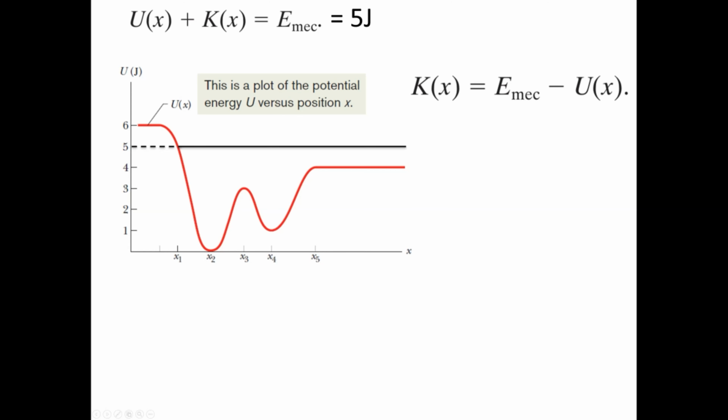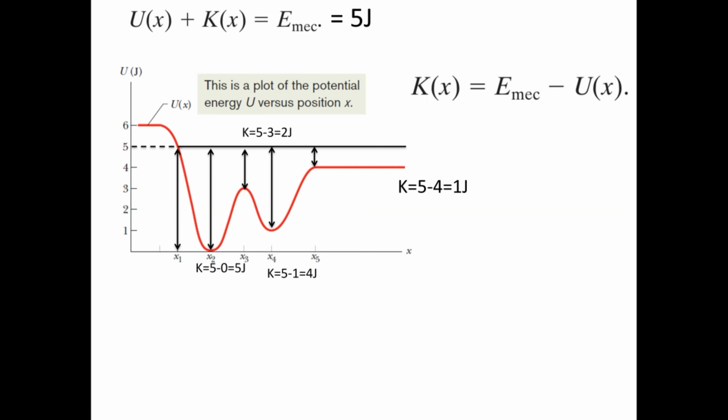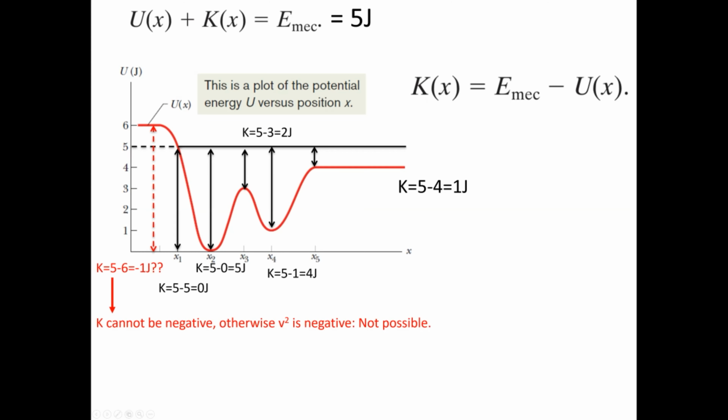Our kinetic energy is, as we said, the mechanical energy minus the potential energy, which is this difference. So here, it's simply 1 joule. Here it is 5 minus 1, so that would be 4 joules. And again, 2 joules, and again. And here it's 0, and now we have a problem. Our kinetic energy is minus 1 joule.